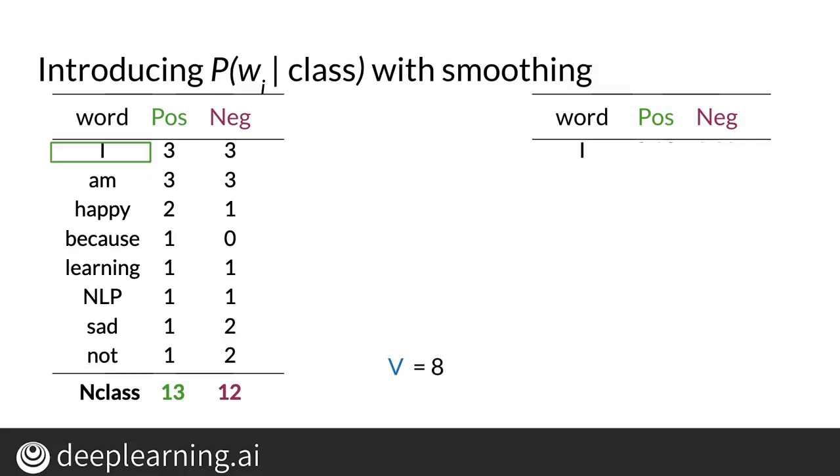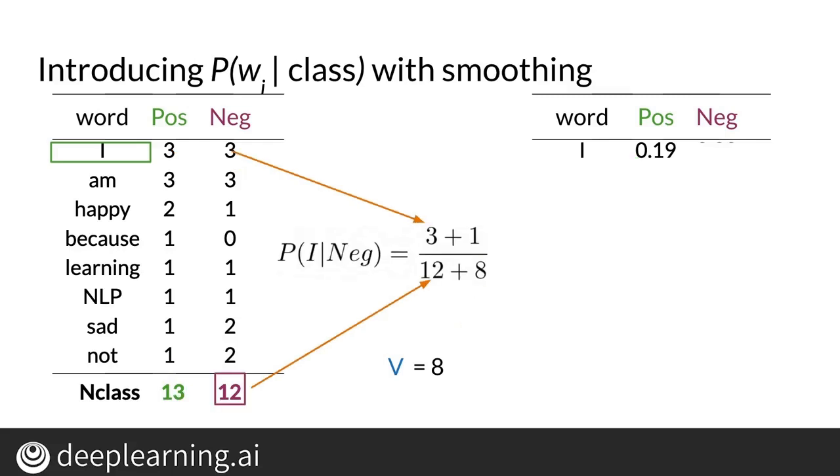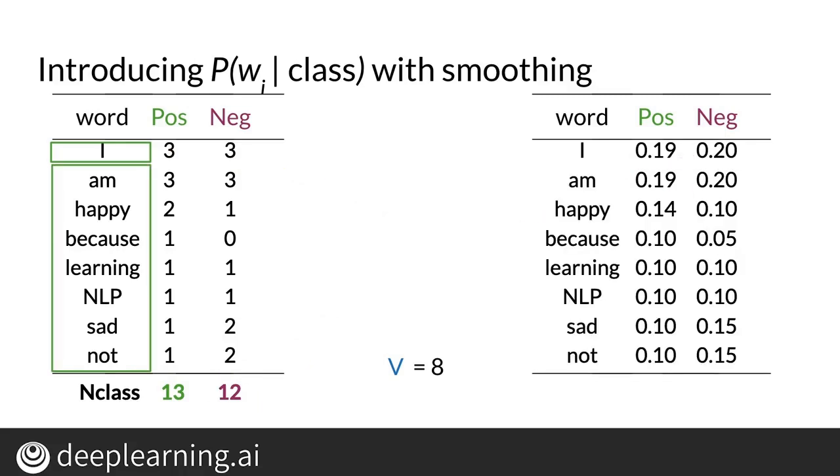So now, let's calculate the probability for each word in the positive class. For the word I, the positive class, you get 3 plus 1 divided by 13 plus 8, which is 0.19. For the negative class, you have 3 plus 1 divided by 12 plus 8, which is 0.2. And then so on for the rest of the table. The numbers shown here have been rounded, but using this method, the sum of probabilities in your table will still be 1. Note that the word because no longer has a probability of 0.